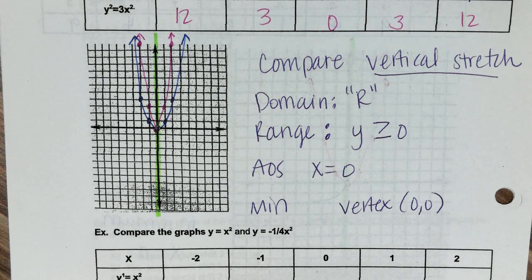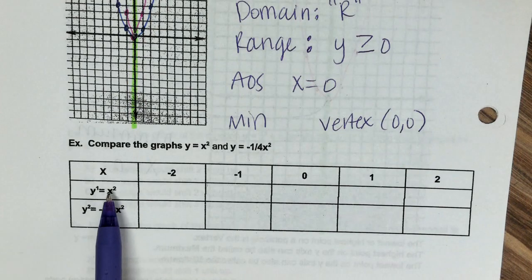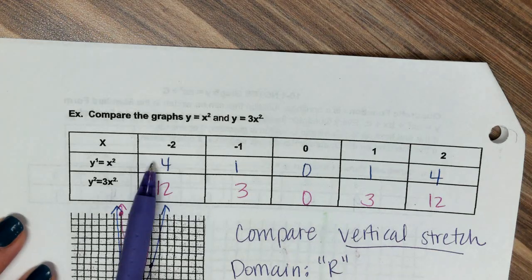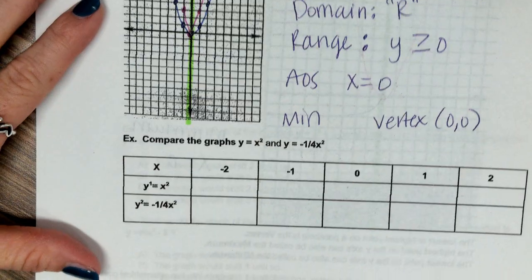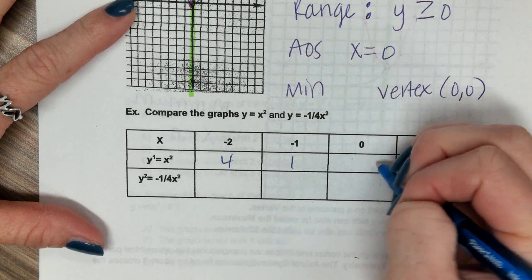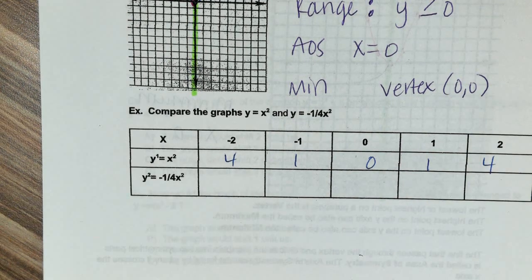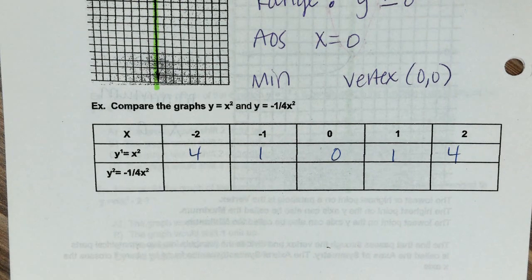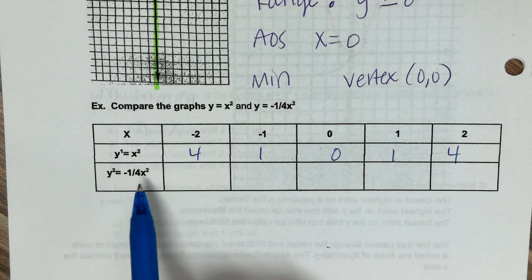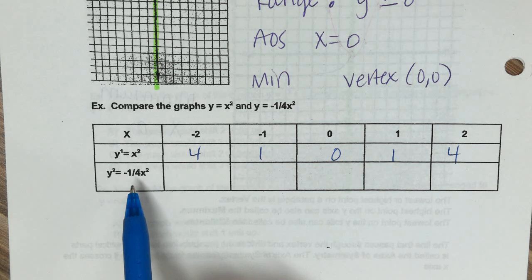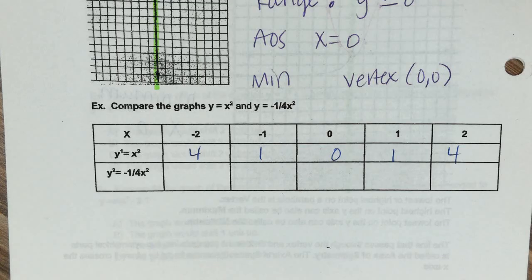All right, now we're going to compare the same parent function, y equals x squared. So let's just copy down what we have for y equals x squared. So 4, 1, 0, 1, 4. And this time we're going to take that parent function and multiply it by negative 1/4. What do y'all think the negative's going to do? Think back to exponential functions. If we multiplied by a negative, what did it do?